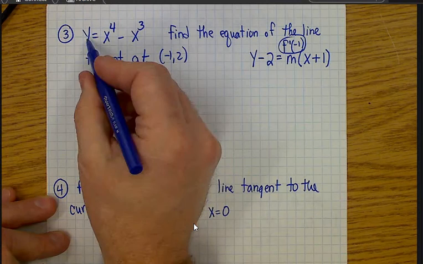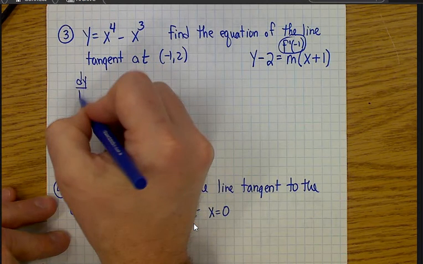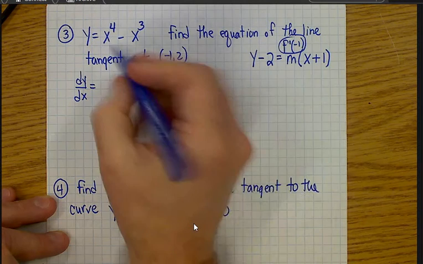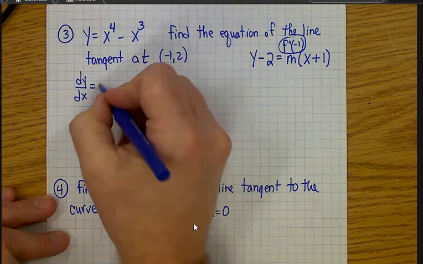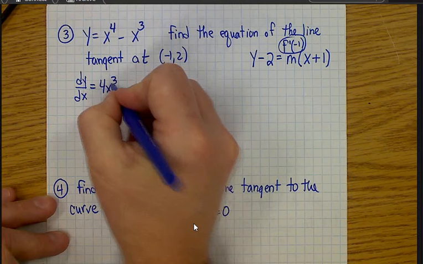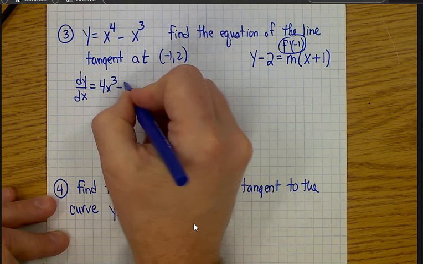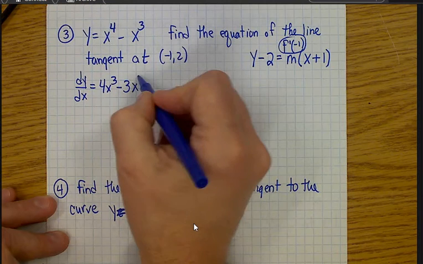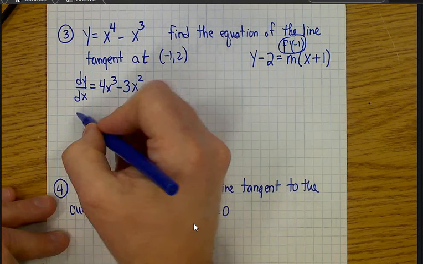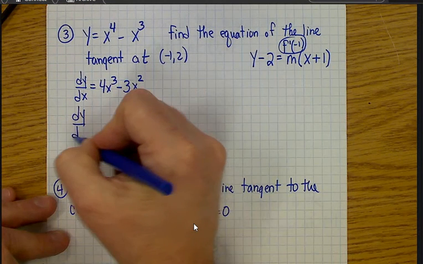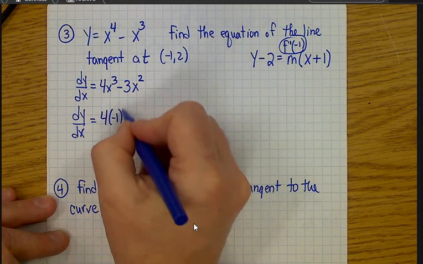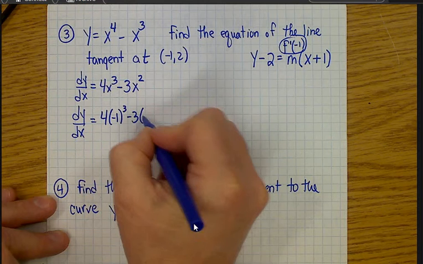take the derivative of this. So there's my dy dx. I know it's not in terms of f, but same thing here, dy dx. Derivative of x to the fourth is 4x cubed, minus the derivative of 3x squared, and minus the derivative of x cubed, which is 3x squared. So dy dx, when x is equal to negative 1, plug it in: 4 times negative 1 cubed, then minus 3 times negative 1 squared.